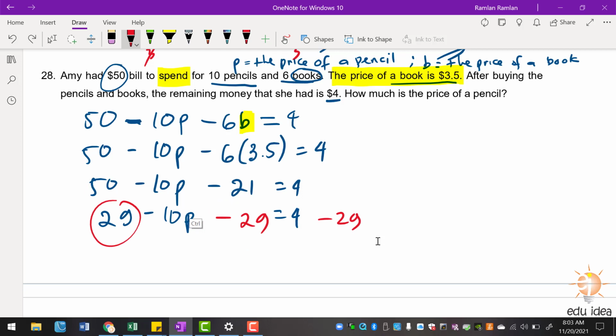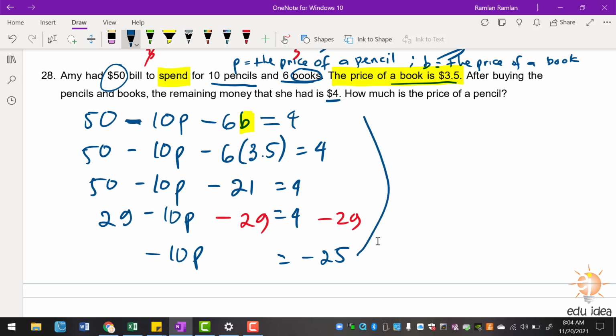So that 29 will be gone, so I will have minus 10P on the left side of the equal sign. So be careful, guys, that the minus is still over there, right? It doesn't go anywhere. So that will be equal to 29 minus 4 is minus 25, right?